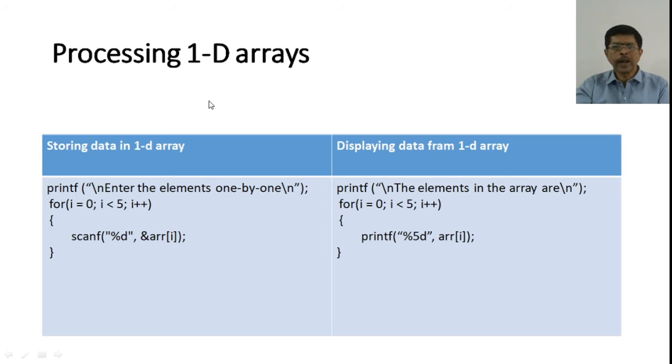Then processing one-dimensional arrays. How do you store the data in a one-dimensional array? This is a small part of the program. Here in printf we have "enter the elements one by one". Here I have given for i = 0, i < 5, i++, and scanf. So it is going to store the elements or data into the array.